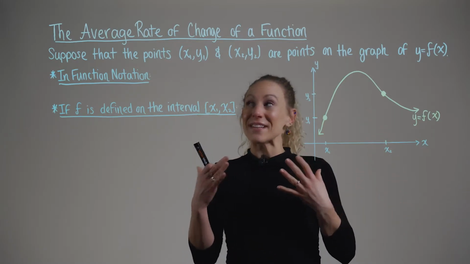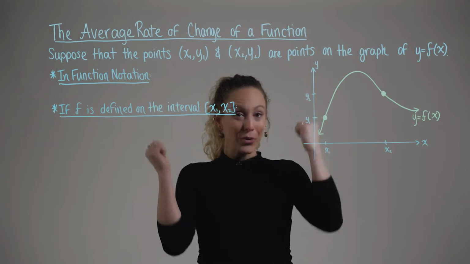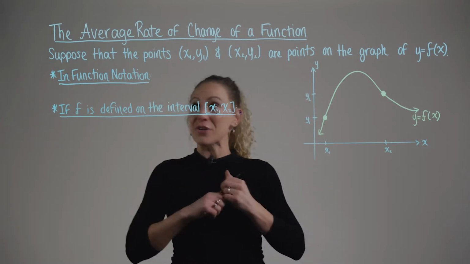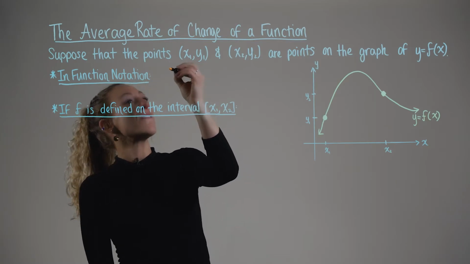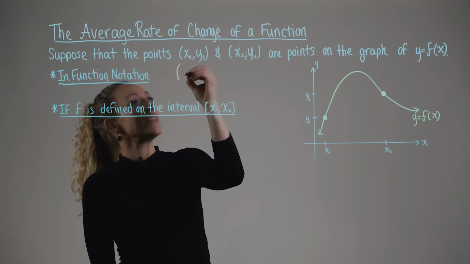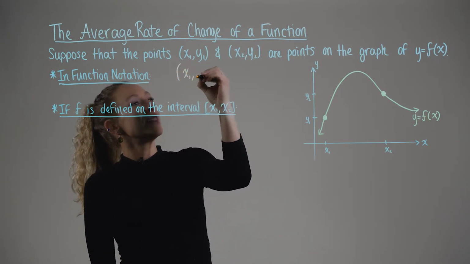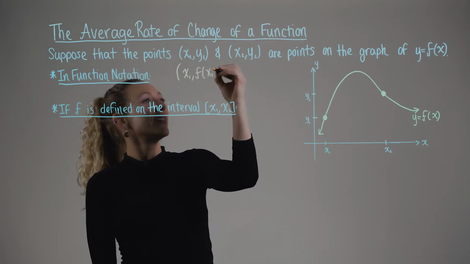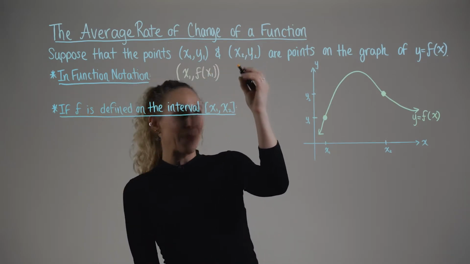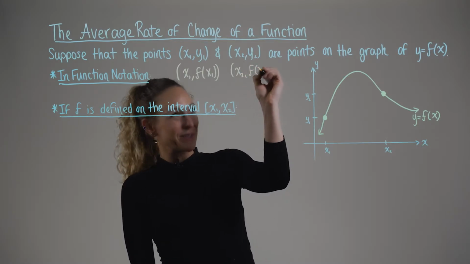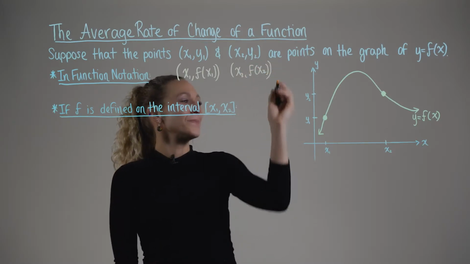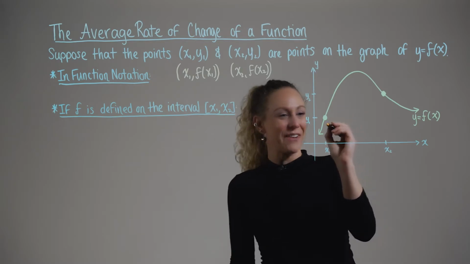So with this, we can convert our ordered pairs to function notation form by replacing each y with f of x. So our first point becomes x sub 1, f of x sub 1, and our second point becomes x sub 2, f of x sub 2. And we'll label these points on our graph.